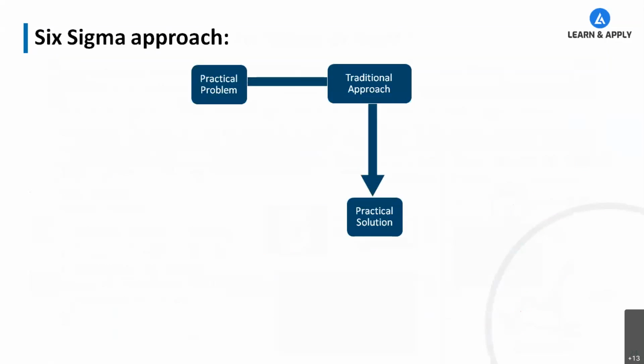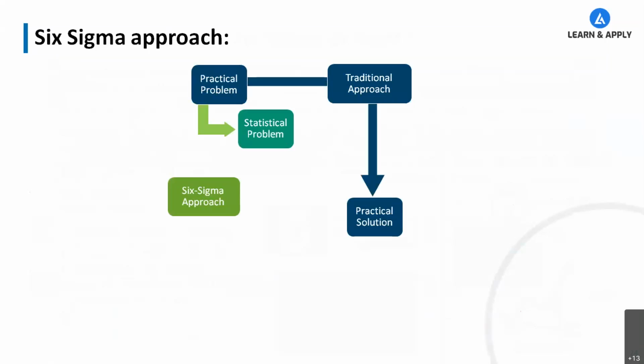But the Six Sigma approach is somewhat different over here. What is that? In the Six Sigma approach, we convert the practical problem to statistical problems. Then by studying the statistical problem, we come to the statistical solution. And from the statistical solution, we get to the practical solution. So this is the basic of how the Six Sigma approach works. It's like a statistical modeling of the problem, through which we will get the practical solution.